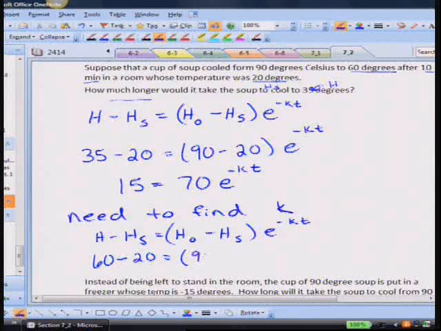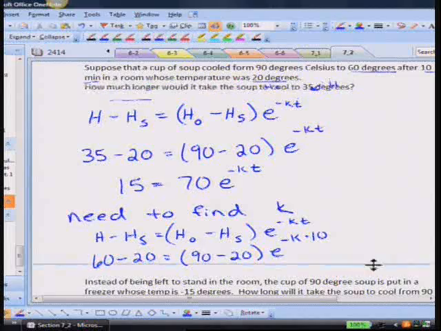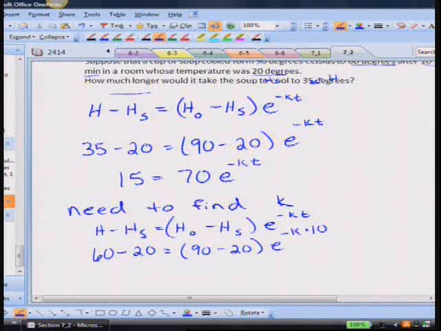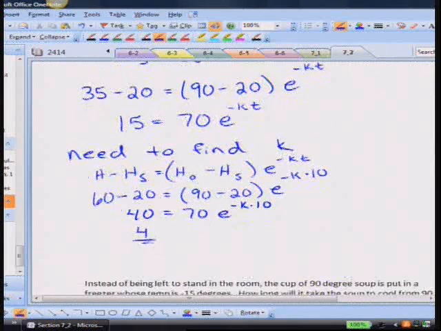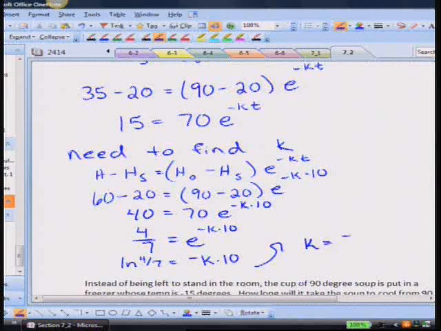It ended up to be 60 degrees in a surrounding temperature of 20 degrees. Its initial temperature was 90 degrees minus 20 degrees equals e to the negative k, and we do know this is 10, right? So 60 minus 20 is 40 equals 90 minus 20, which is 70, e to the negative k times 10. So this is 4/7 equals e to the negative k times 10. So we get the ln of 4/7 is equal to negative k times 10. And so that means that k is equal to negative ln 4/7 divided by 10.